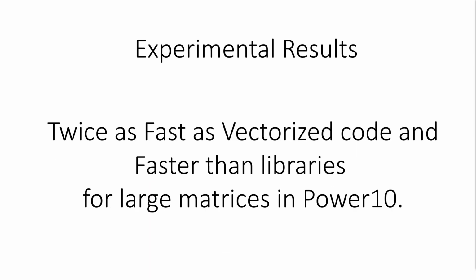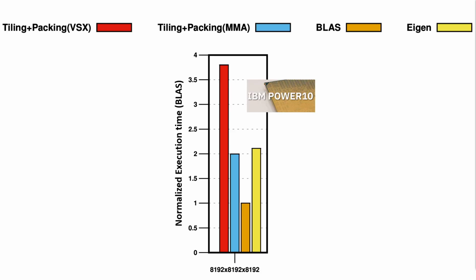If we add in MMA, we find that we are twice as fast as the vectorized code and faster than libraries for large matrices. So once again, we're looking at large matrices with tiling and packing only using vectors and tiling and packing using MMA. The MMA is significantly faster and is beating the performance of Eigen while approaching the performance of BLAS. Note that these results using MMA are not finalized, and therefore the performance is normalized to the BLAS runtime. These results are expected to be proportional, but the true numbers aren't representative of the actual system.